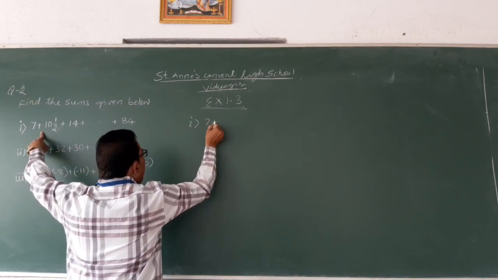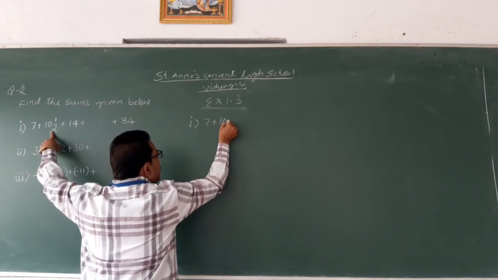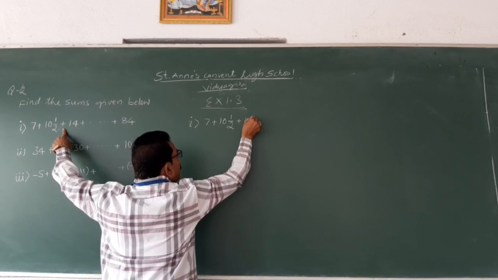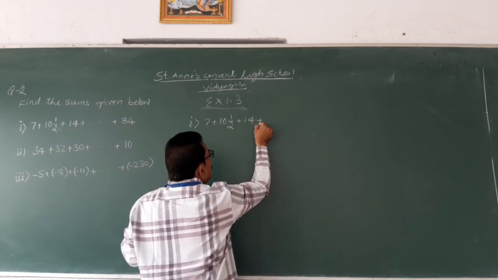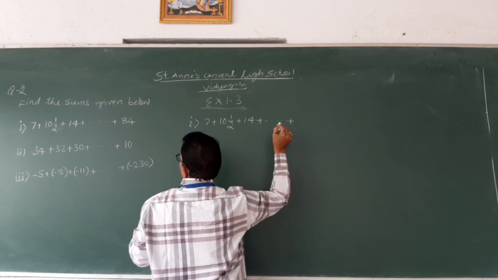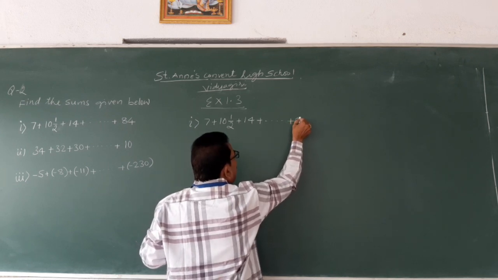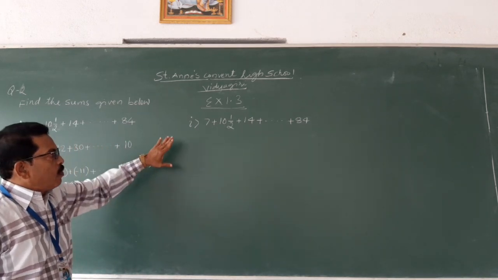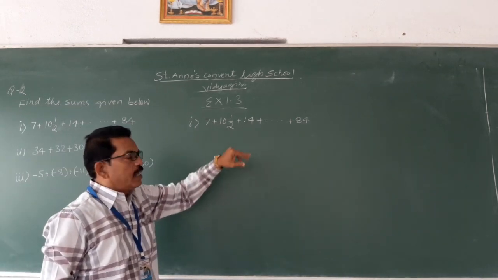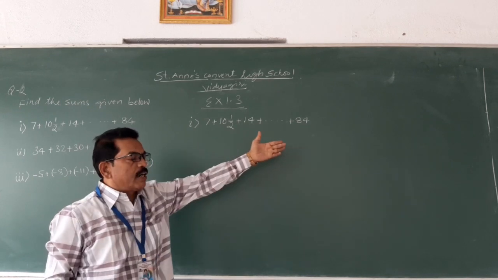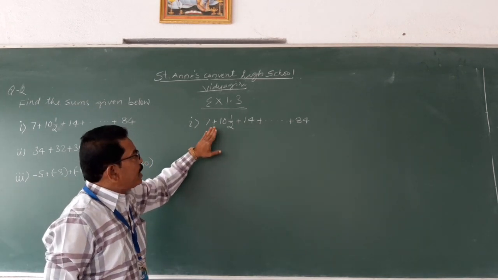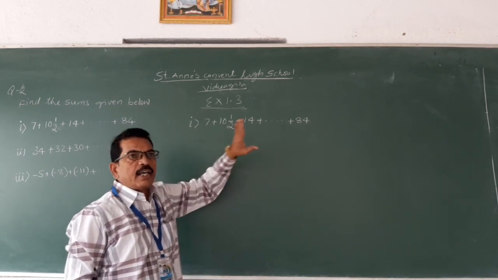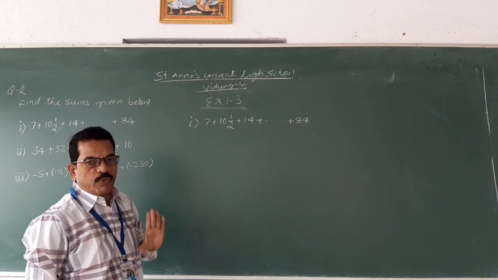So, solution of first one: 7 plus 10 integer 1 by 2 plus 14 plus dash dash up to plus 84. See, so far we have solved only the 20th term or 10th term of a given AP, but today the last term is given. This solving method is a little bit different from the previous one.